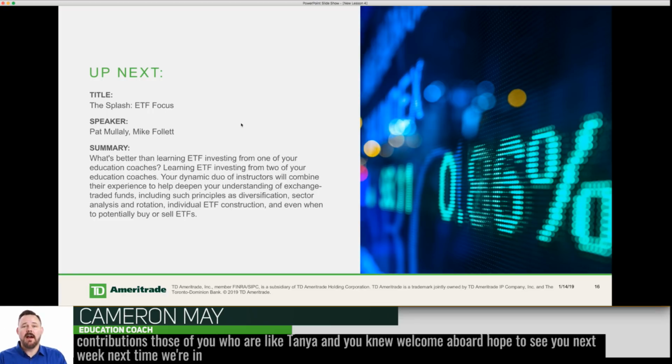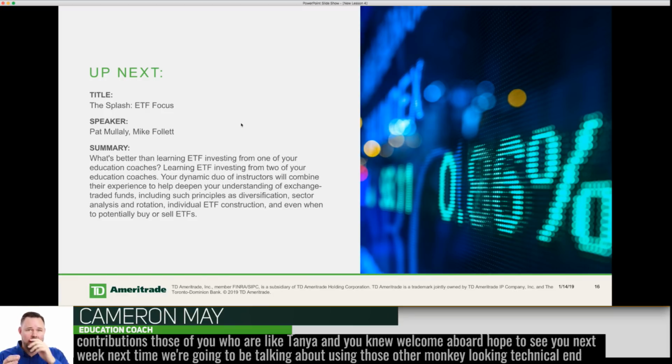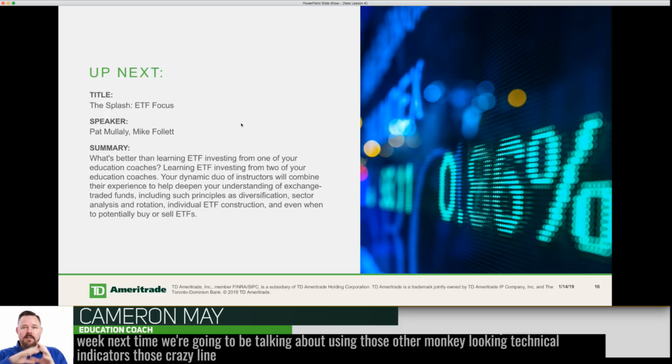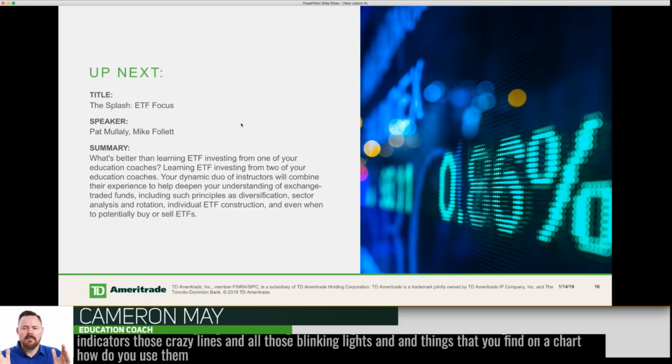Next time we're going to be talking about using those other funky looking technical indicators, those crazy lines and all those blinking lights and things that you find on a chart. How do you use them? What do they mean? That's on deck for next time.